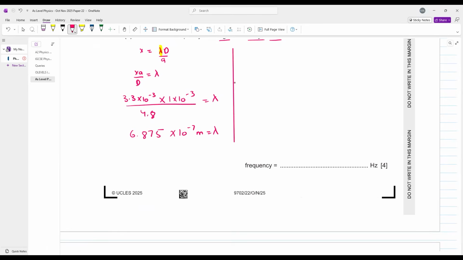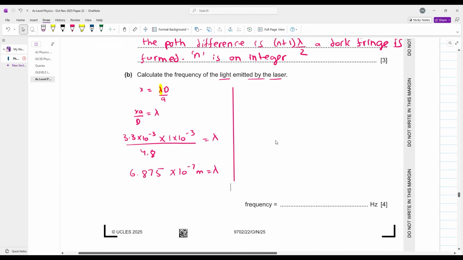Okay, you have to calculate the frequency. कैसे निकालोगे? V = fλ. The velocity of light is what? 3 × 10^8. Frequency नहीं पता. Wavelength is what? 6.875 × 10^-7.